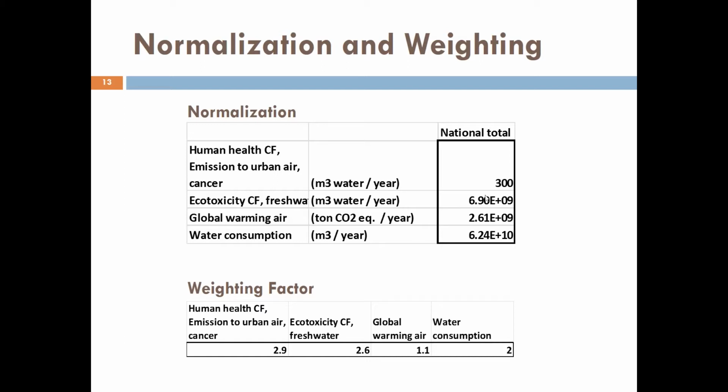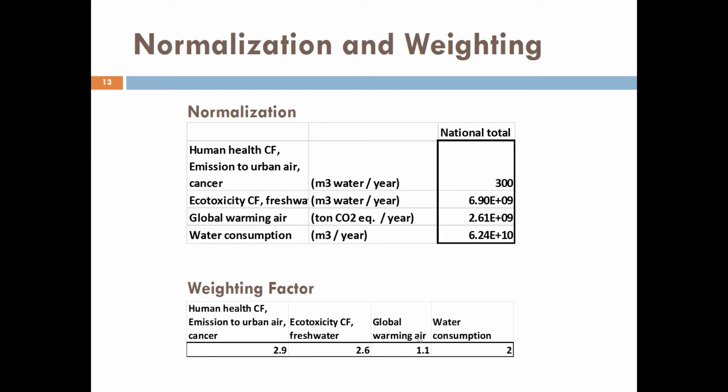So we want to divide that by the national total or global total or regional total, depending on the scale of the environmental impact that we are considering. So we have the national total impact of these impact categories in our spreadsheet.